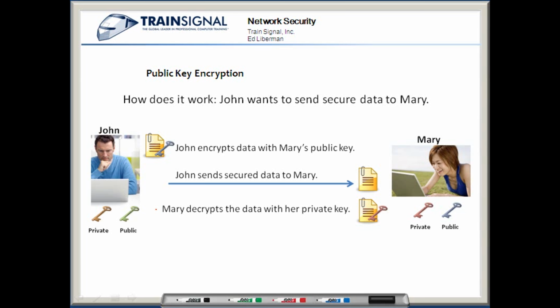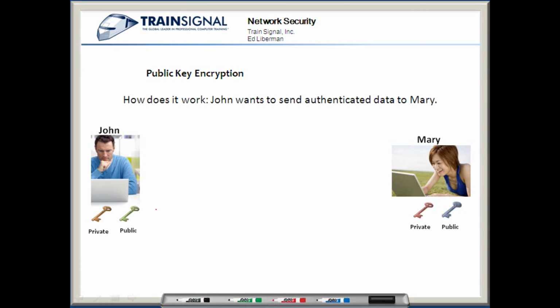If anybody else would have intercepted that data along the way, they wouldn't have been able to do anything with it because they don't know how. It's just ciphertext, and they don't know how to decrypt it back into plain text. Now, that's one form of public key encryption.